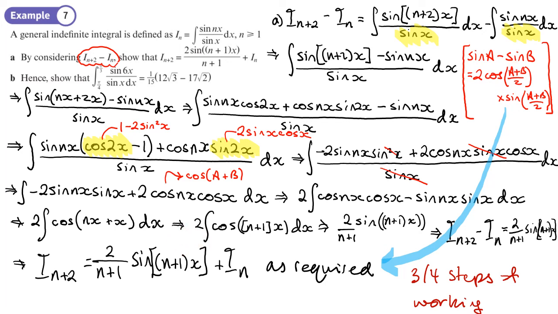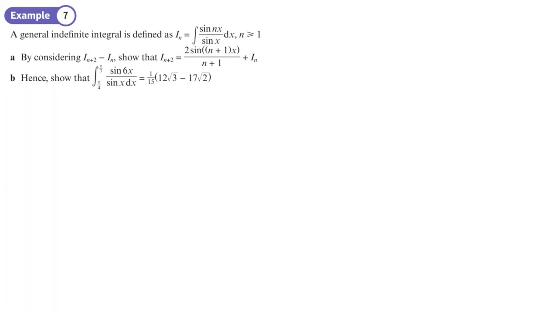Okay, we're on to part B here, and we want to show that the exact value of this is this here. So this would equate to I sub 6, wouldn't it? Yeah, with n equals 6. So that's what we want to find, I sub 6. Using the recurrence relation here, how do we find I sub 6? Well, I sub 6 would be when n is 4. So I'll just write that down, n equal to 4. So we just substitute 4 in, not 6.